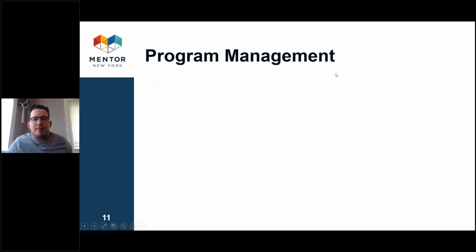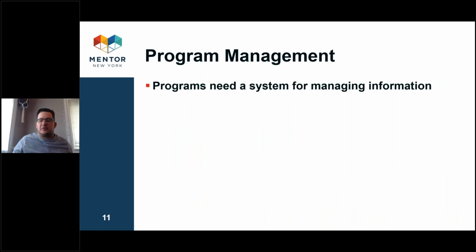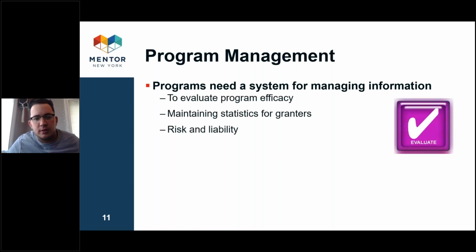So a few notes about program management. You need some type of system for managing information for three specific reasons. One, to evaluate your program efficacy. If you're not tracking any sort of numbers, data, outcomes, anything, then you're never going to be able to say my program works. We take this population, we provide this intervention, we expect this outcome. If we don't articulate that and or if we aren't collecting data to support that, then we'll never know if any of that is actually happening.